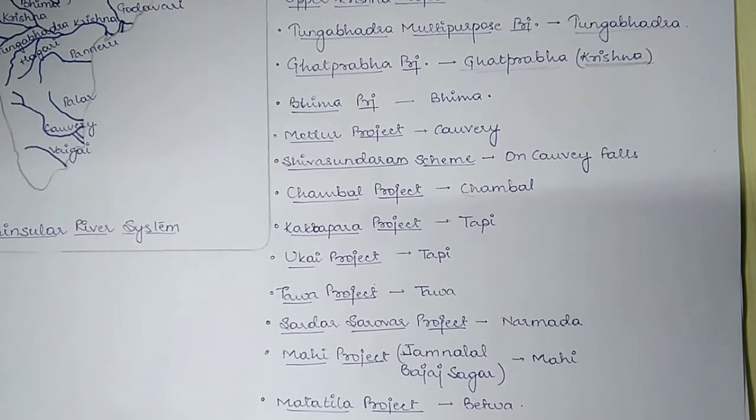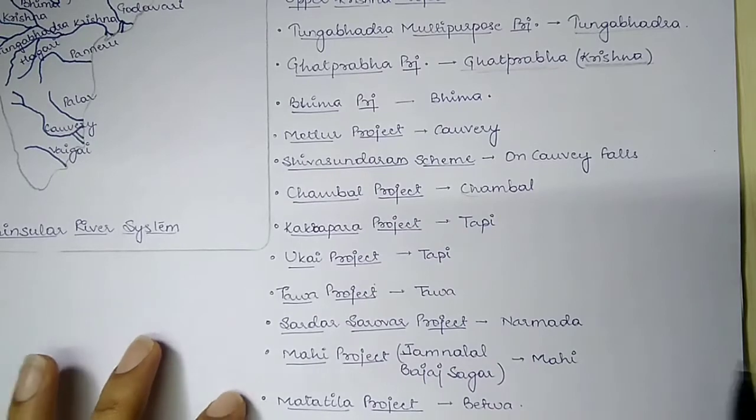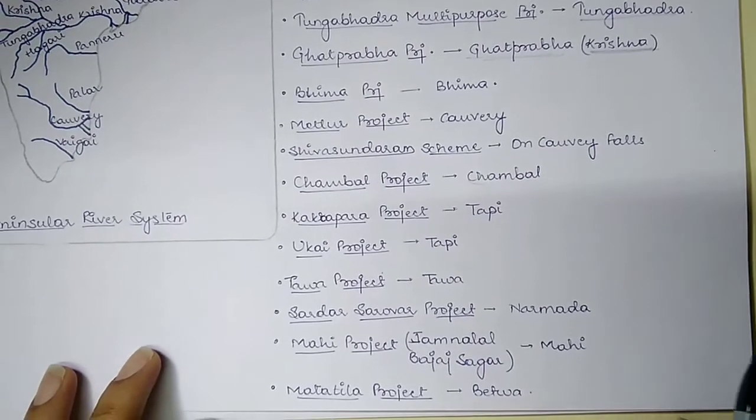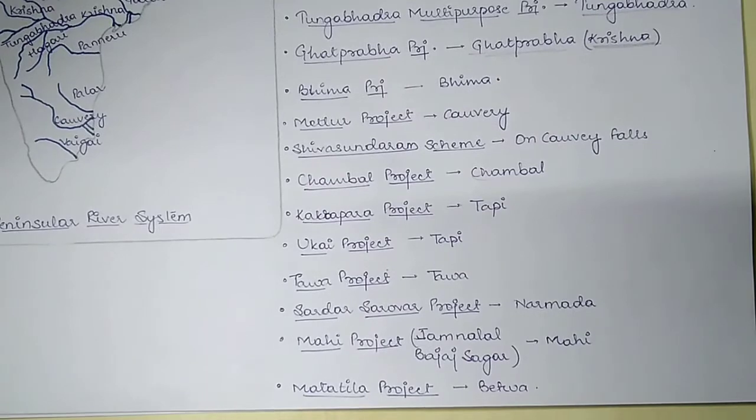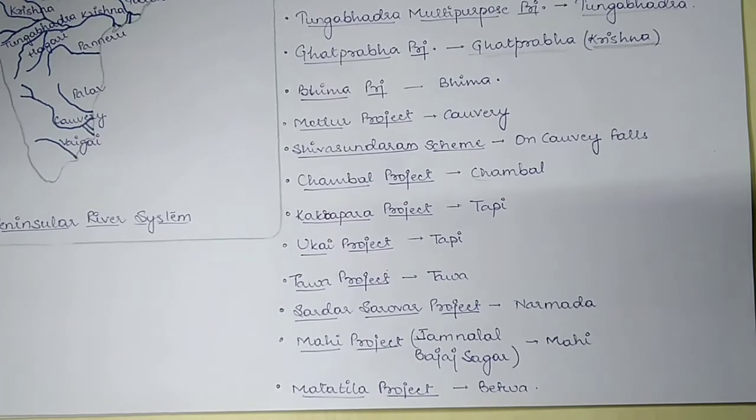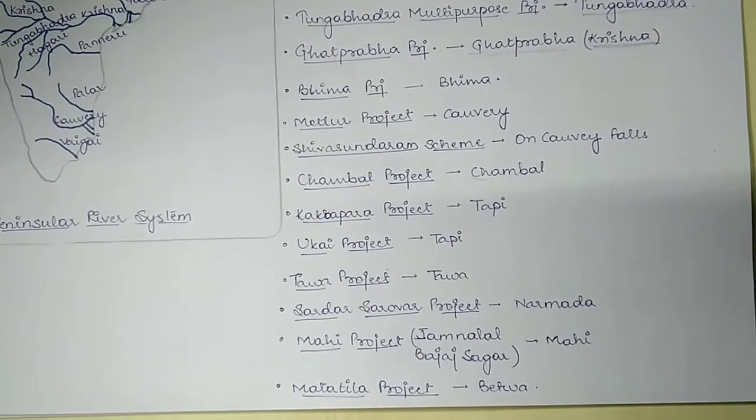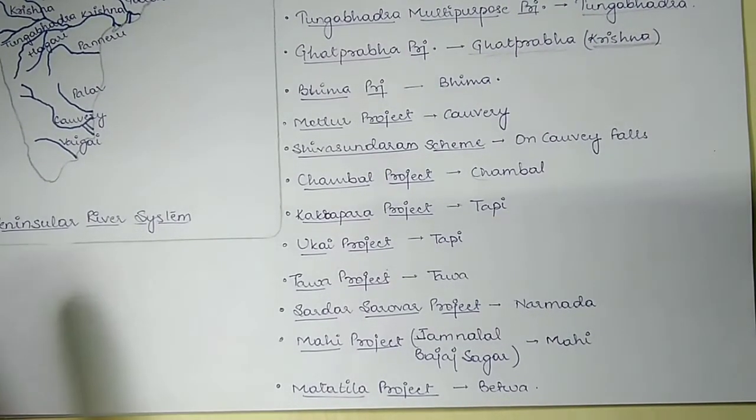Next we have Mahi project. Mahi project is on Mahi River, and it is constructed in the state of Gujarat, and it is for irrigational purpose. Lastly, we have Matatila project, that is on Betwa River, and here we have joint venture of UP and MP. It is for irrigational purpose as well as hydroelectric generation. So these were the multipurpose projects of the Peninsular River system.